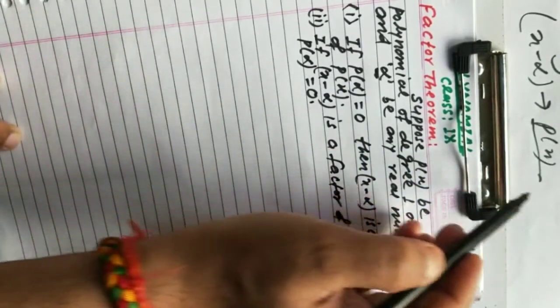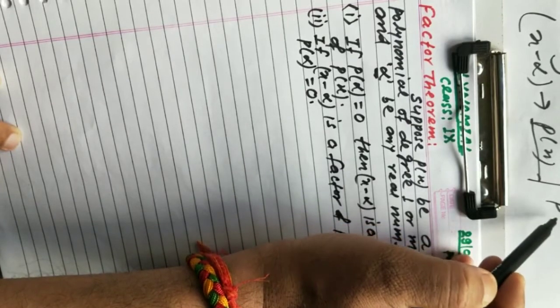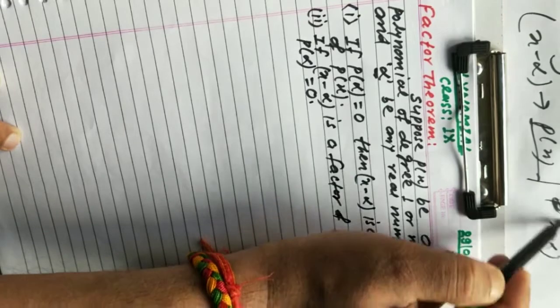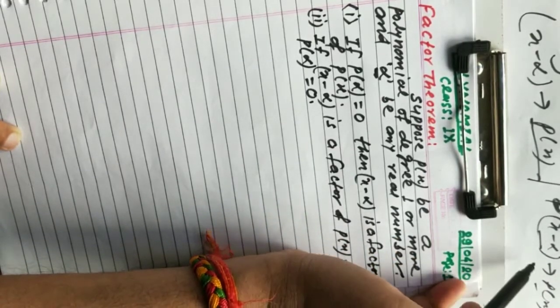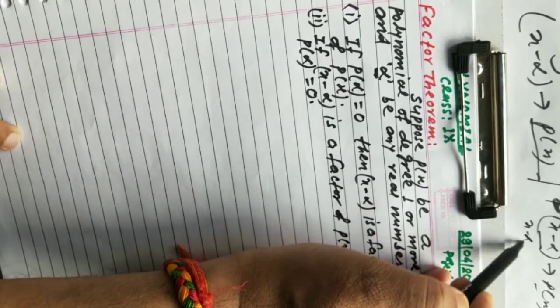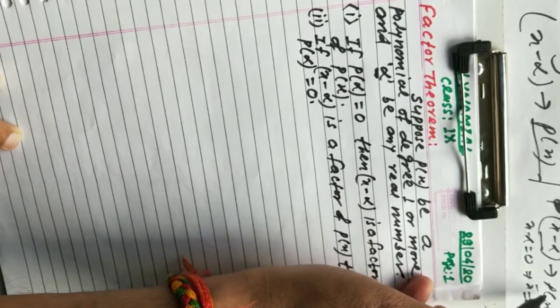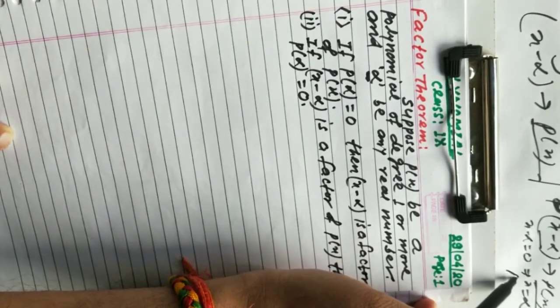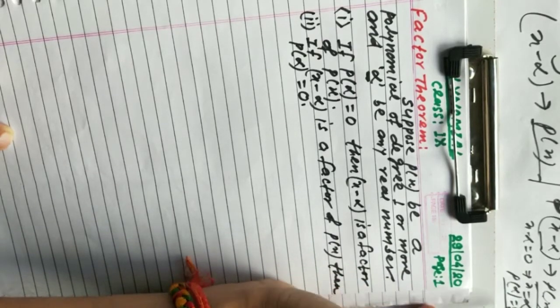ठीक है, यदि दिया हुआ है, दूसरा कंडीशन कहता है कि यदि पहले से दिया हुआ है कि x माइनस अल्फा px का फैक्टर है, x minus alpha is a factor of px, तो x माइनस अल्फा को 0 के बराबर करोगे तो x इज इक्वल टू क्या आएगा, अल्फा. तो इस पोलिनोमियल का वैल्यू x इज इक्वल टू अल्फा पे क्या होगा, 0 होगा.